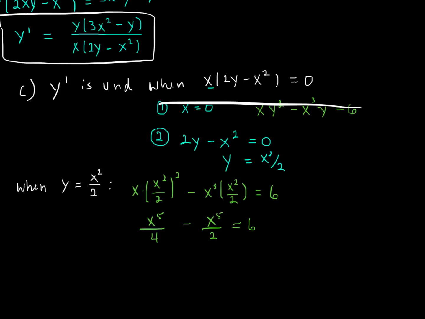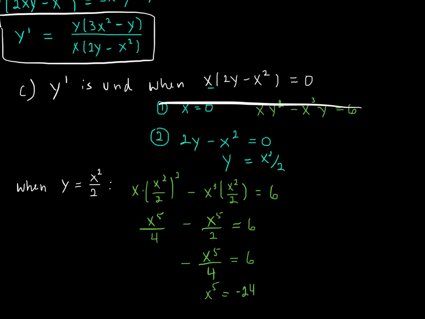Alright, well, notice something here. I have x to the 5th over 4 minus x to the 5th over 2. These are common terms, right? If I have a fourth of something minus a half of something, well, then I have negative a fourth of it, right? If you have 25 cents and you owe someone 50 cents, all of a sudden you're in debt 25 cents. So this is going to be negative x to the 5th over 4 equals 6. Now, solving for x, I'm going to multiply by negative 4 on both sides, which is going to give me x to the 5th equals negative 24.